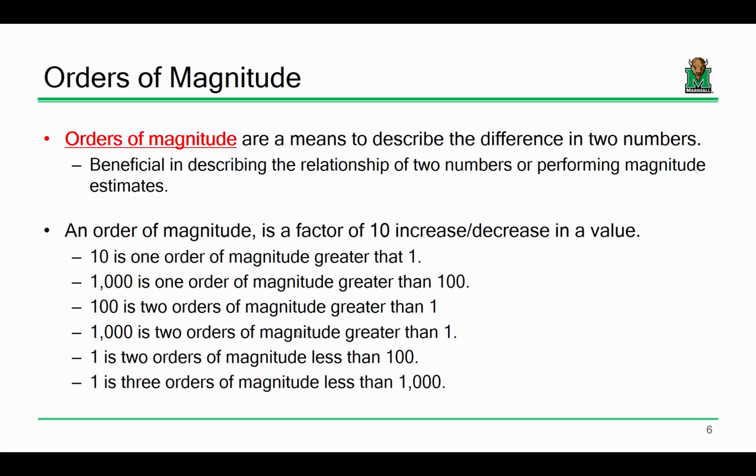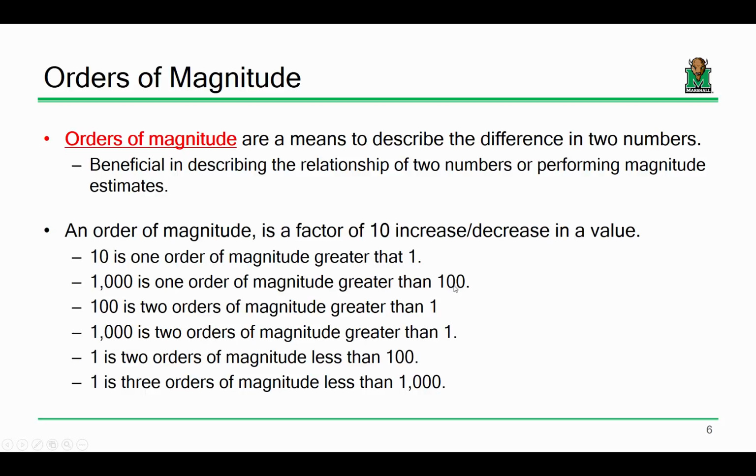Each one of those represents an order of magnitude, meaning that they are 10 times greater than the one before it. And sometimes when we talk about an order of magnitude estimate, we're discussing something that's just roughly accurate to about a factor of 10. So if we talk about this factor of 10, 10 is an order of magnitude greater than 1, because it's 10 times greater than 1. And if we look at 1,000, 1,000 is an order of magnitude greater than 100.